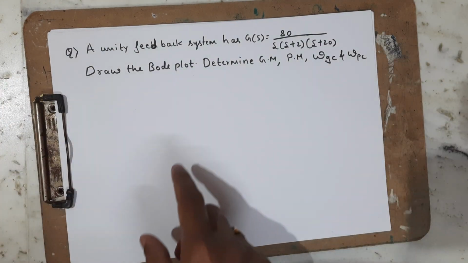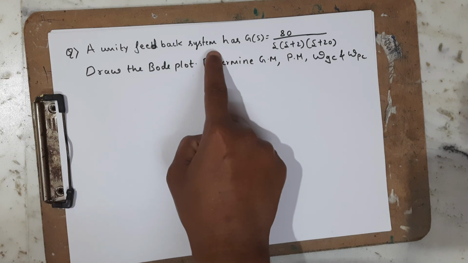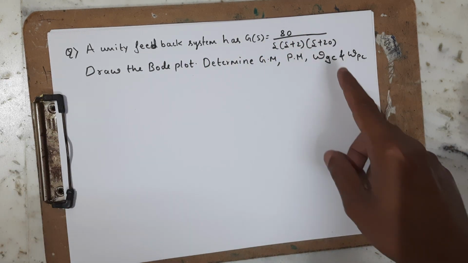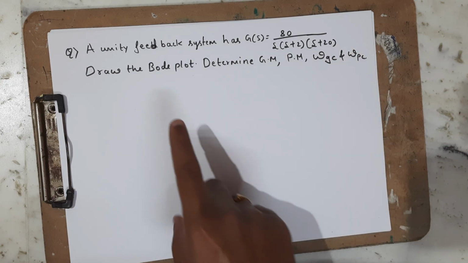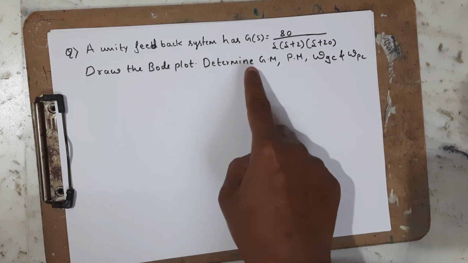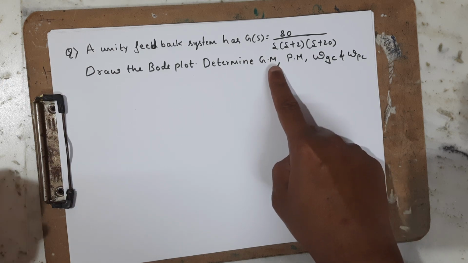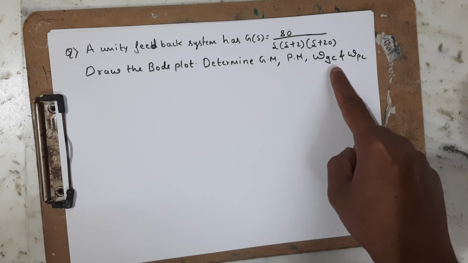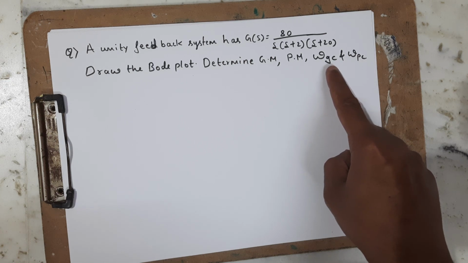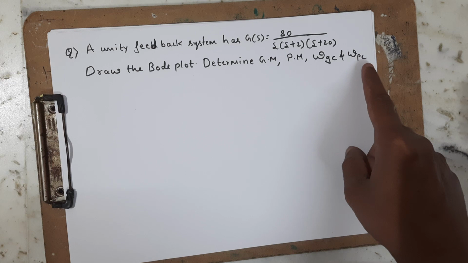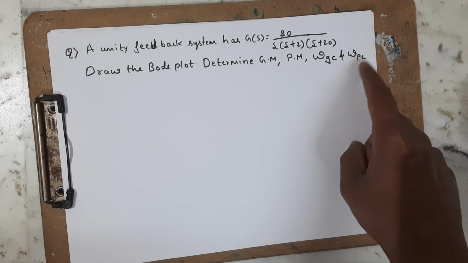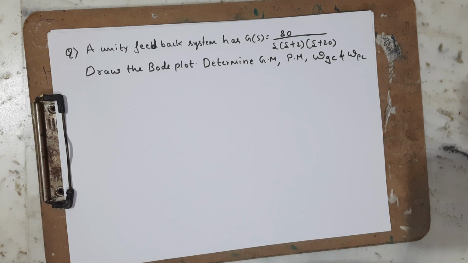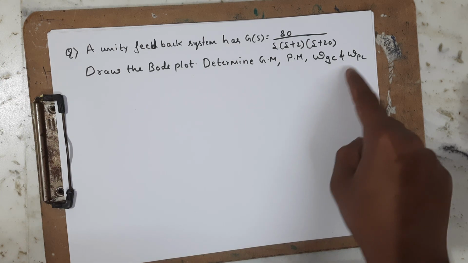The problem is given like this: a unity feedback system has G(s) equal to 80 divided by s into (s plus 2) into (s plus 20). Draw the Bode plot, and determine GM, which represents gain margin, PM, which represents phase margin, omega gc, which represents gain crossover frequency, and omega pc, which represents phase crossover frequency. So for this we have to draw the Bode plot, and we need to find out these terms.